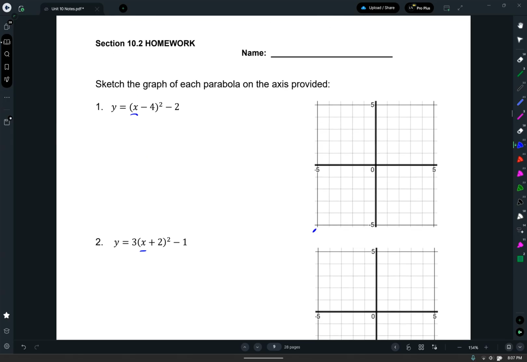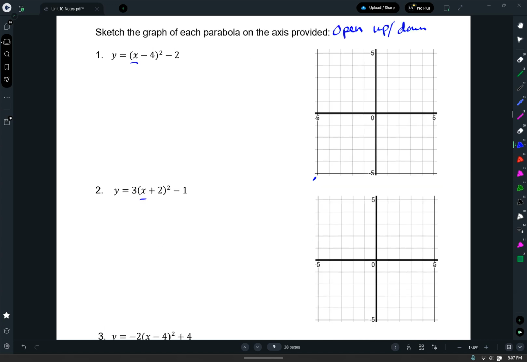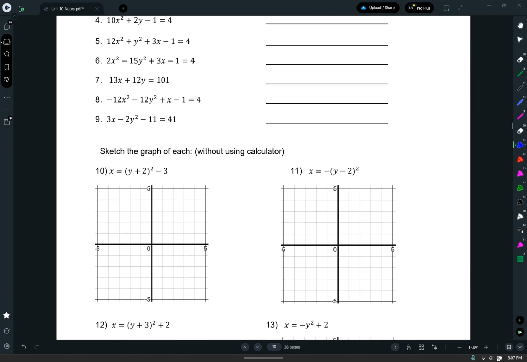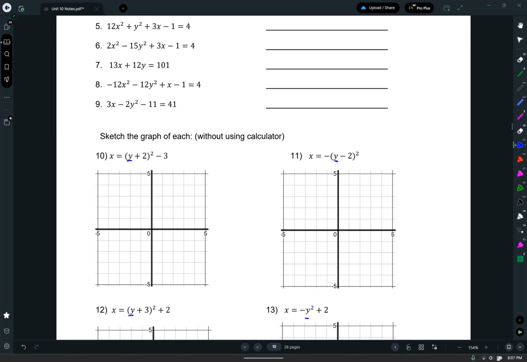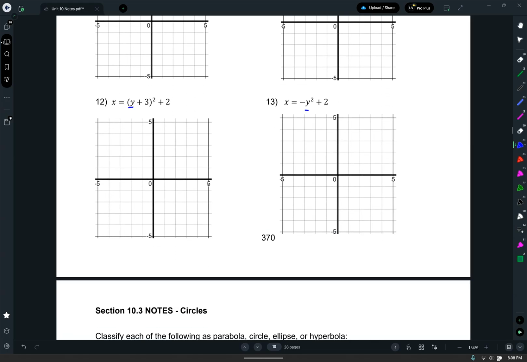All of these are going to either open up or down, okay? But when you get to the second page, after you do the labeling at the top, when you get to the second page, notice every single one of these has the y being squared. So that means every one of these is either going to open to the right or to the left. Okay, so that's just a few problems to try to kind of show you how it works.